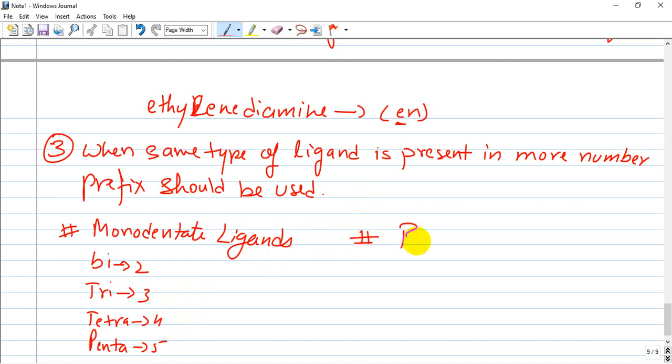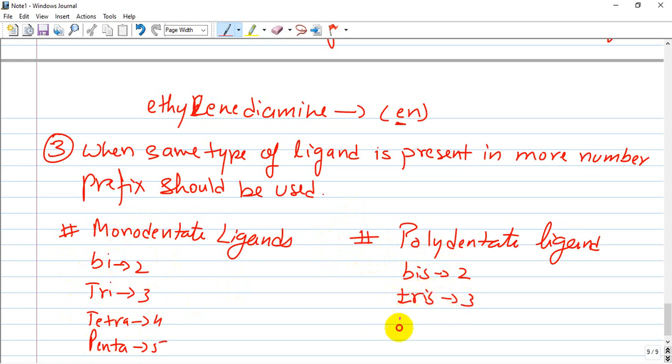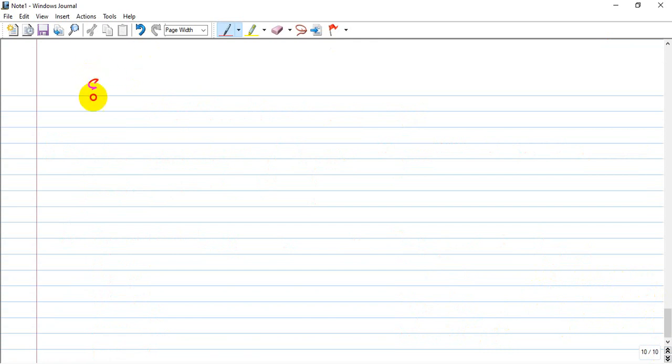Now for polydentate ligands, we won't use these prefixes that we are using in monodentate. The prefixes that we are using are bis for 2, tris for 3, tetrakis for 4, pentakis for 5, like that. Just look at the example.